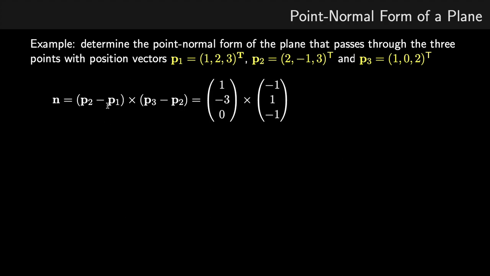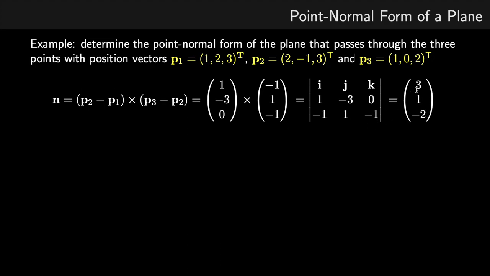So I've chosen P1 minus P2, cross product with P3 minus P2. Now, depending on which way round you do the subtraction, that will depend on which direction you want the normal vector pointing in. Now, for some applications, for example, computer graphics, we want the normal vector to point in a specific direction, but for now, I'm just going to take any arbitrary normal vector. So P1 minus P2 gives us this vector, and P3 minus P2 gives us this second vector. Now if I calculate the cross product, we have the vector 3, 1, negative 2. So that's our normal vector.